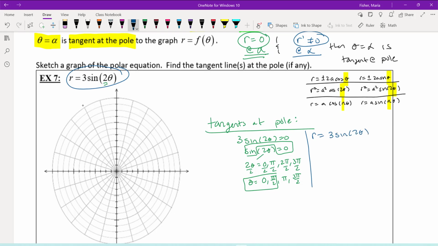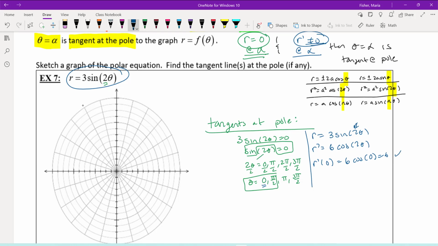What is your derivative? Well, r prime there would equal the derivative here, so don't forget about the chain rule, so you're multiplying by 2. So that's going to be 6 cosine of 2 theta. So now what is r prime of 0? If I plug in a 0, well, I get 6 times the cosine of 0, which is 6, which is perfect because I just cannot be 0.